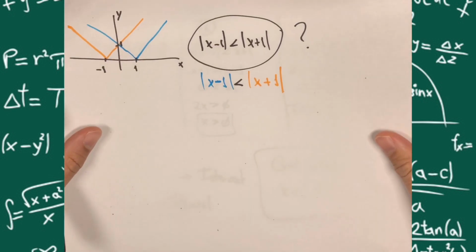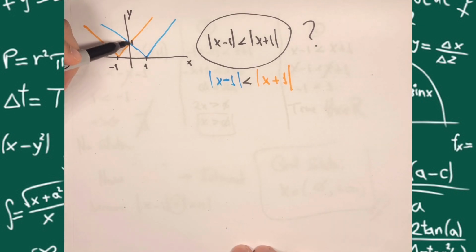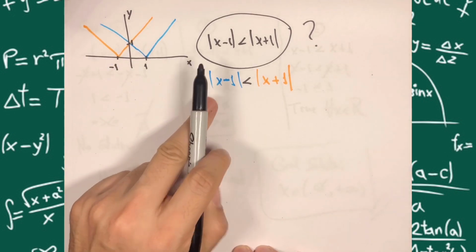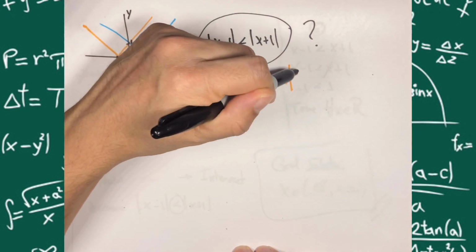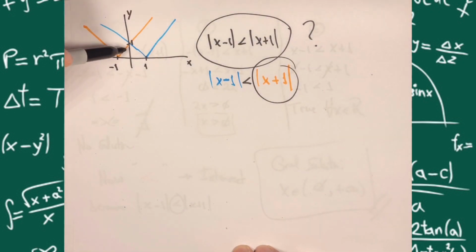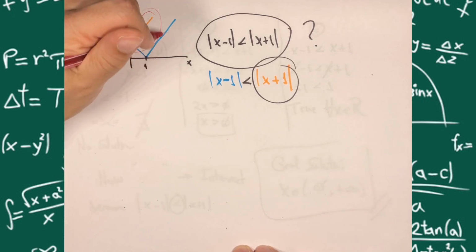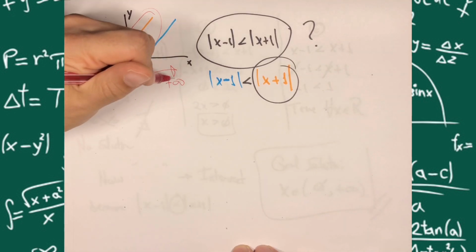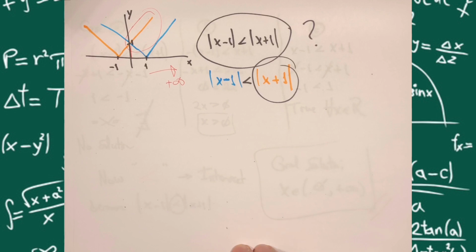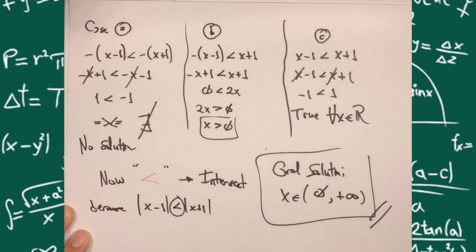Remember, go back to the graphical part and see when the orange function is above the blue function. See? This area right here from 0, and you can mark it from 0 all the way to infinity. It's always the absolute value of x plus 1 on top of the absolute value of x minus 1. That is the graphical interpretation of the exercise. And here, the analytical.